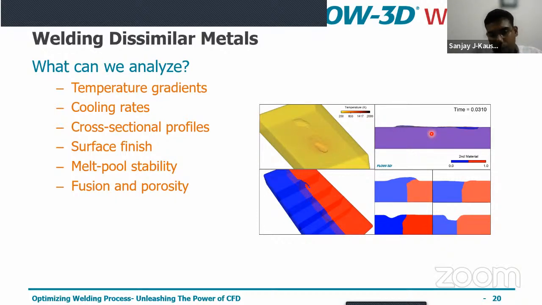And also the main important thing is the fusion of the two metals. How well is it fused? How efficiently is it fused? And how strong is my joint? And also, of course, the porosity or any kinds of defects that are found.